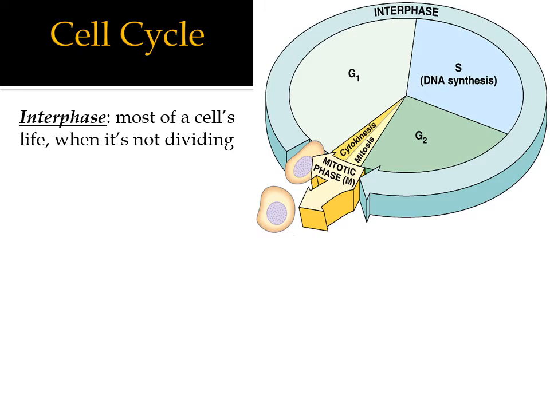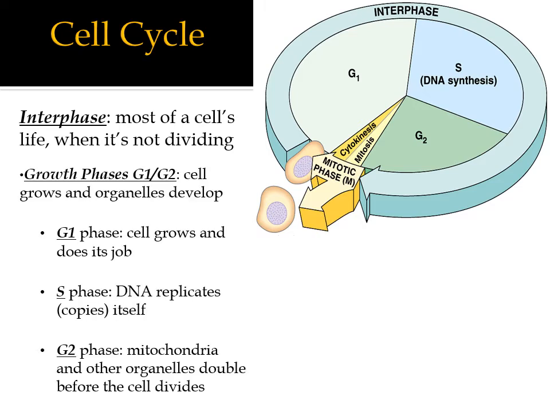Interphase then is divided up into 2 growth phases, these G phases, G1 and G2, where again, the cell is just actually growing. So it starts as a smaller cell, just as a person starts out smaller, it grows, it kind of gets into its role and its different jobs it has to do, and does whatever it has to actually carry out as a living thing.